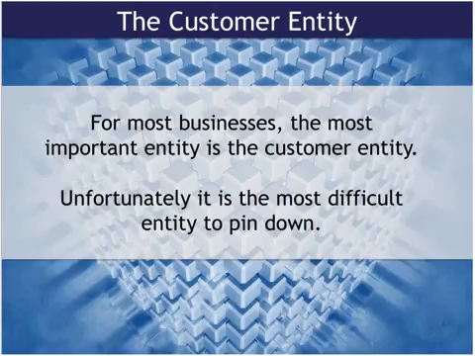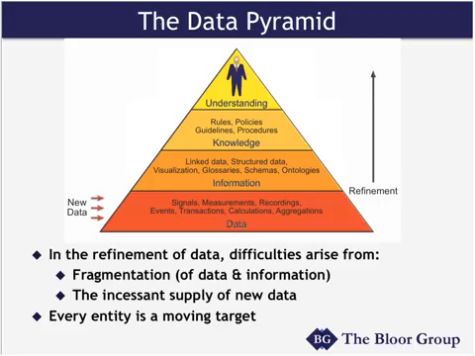It's likely to be the most important entity. There are some businesses where they may only have one customer and they may have all the information that they could get about that customer. They're very rare. Mostly organizations have multiple customers and the customers have multiple facets. And the data is pretty much spread all over the place.